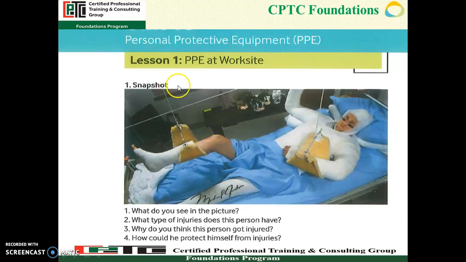Snapshot. So first of all, the lesson. Today's lesson is about, the whole unit is about PPE. But in today's lesson, we'll focus more on PPE at work site, that is at the workplace. So you have the picture of that man there. What do you see in the picture?